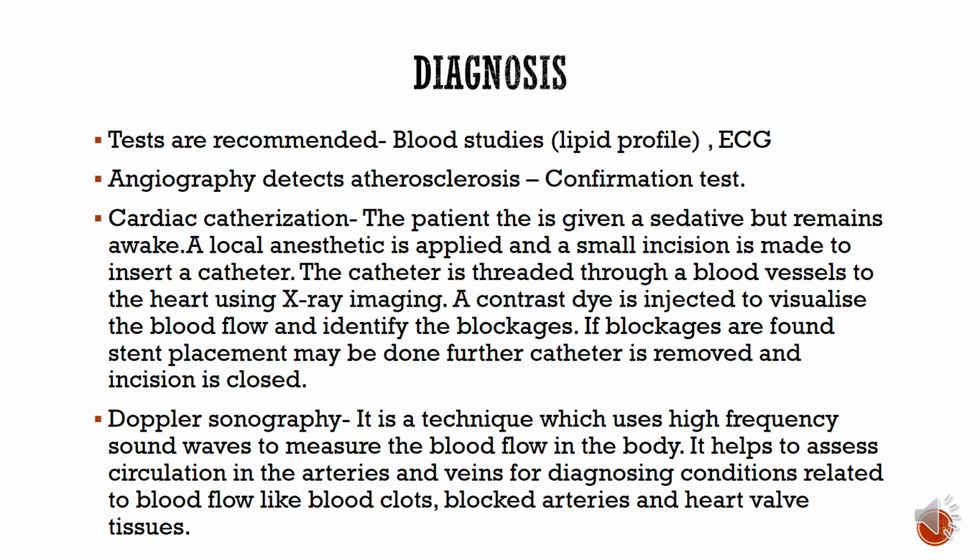If blockages are found, stent placement is done in some cases. Otherwise, the catheter is removed and the incision is closed. Next, Doppler sonography is done. It is a technique which uses high frequency sound waves to measure blood flow in the body. It helps to assess circulation in the arteries and veins for diagnosing conditions related to blood flow, like blood clots, blocked arteries, and heart valve issues.